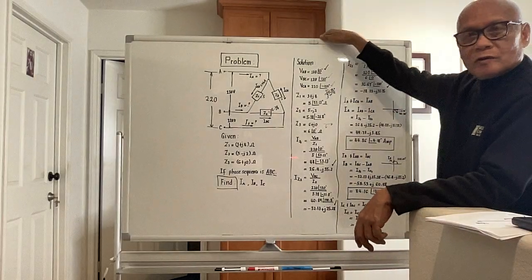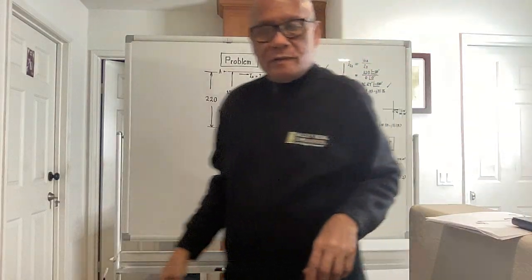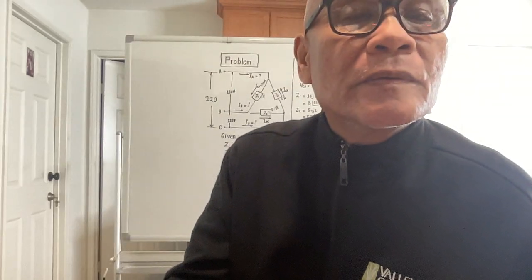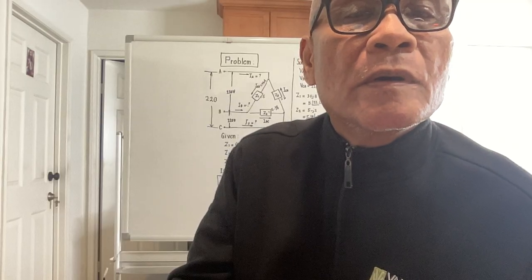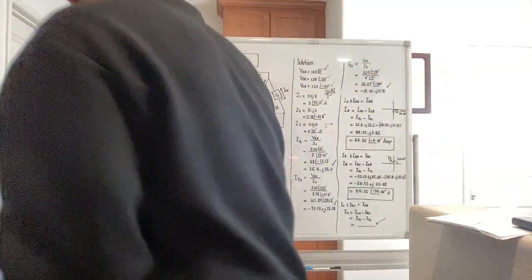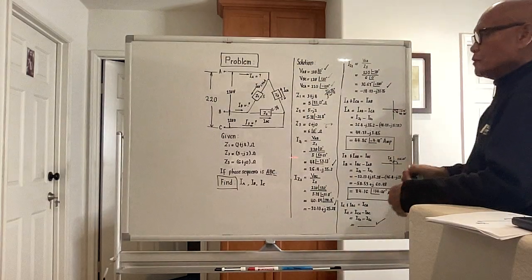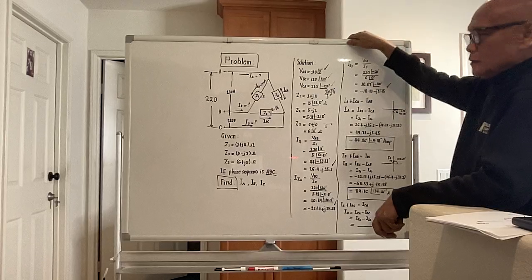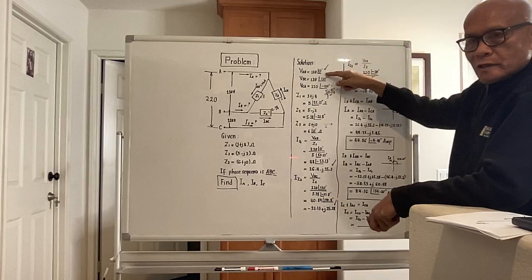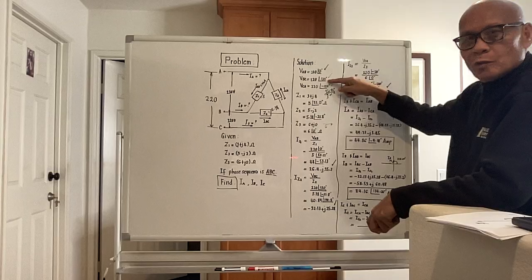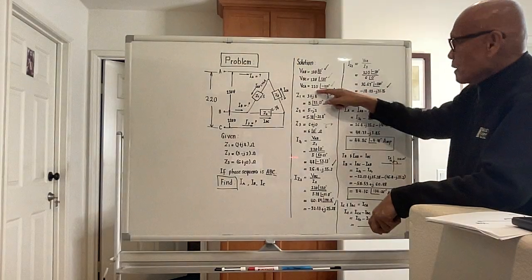If the phase sequence is ABC, under the study of AC circuits, the designation of the input voltages will be: V sub AB will be 220 angle 0, V sub BC will be 220 angle minus 120, and V sub CA will have a magnitude of 220 angle 120.